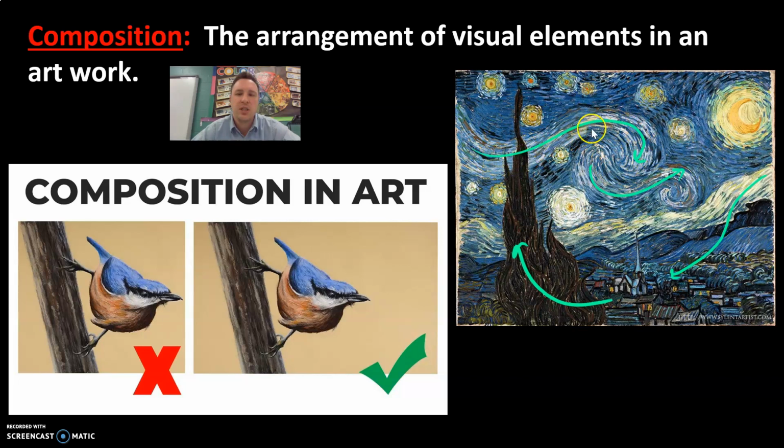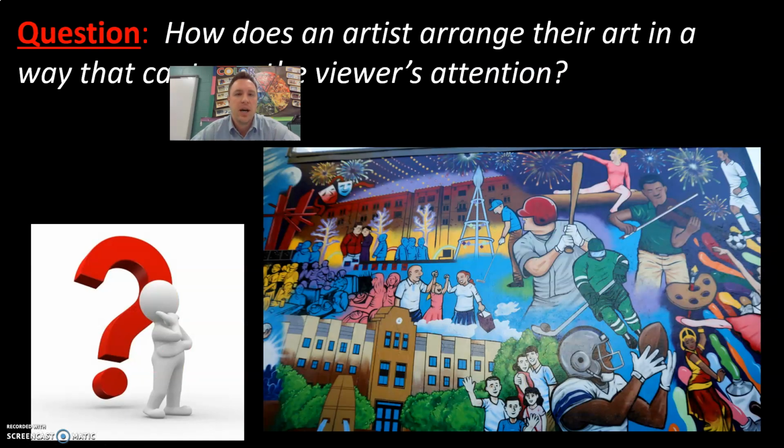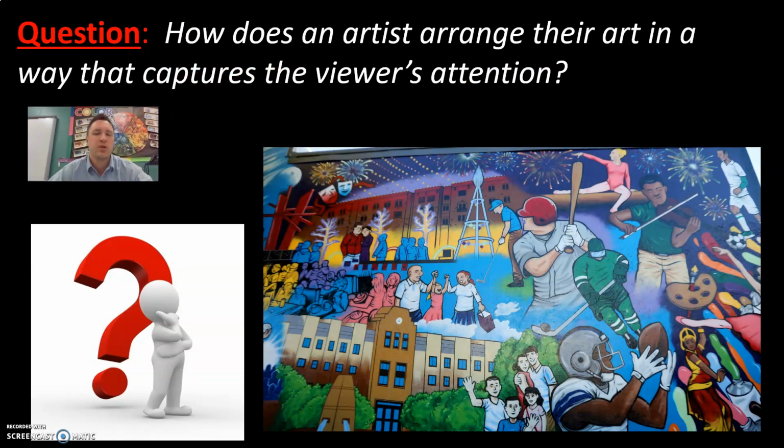And you can see how everything's arranged, how everything interconnects, and everything fills the space. Everything basically ties back in together. It was composed and created with a thoughtful, balanced approach. We talked about balance previously. So how does an artist arrange their art in a way that captures the viewer's attention?